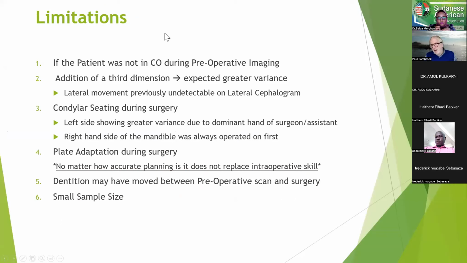So the limitations that we really came up with was that if the patient was not in centric occlusion, or the condyle was not seated during the preoperative imaging, then all of your movements were not going to be significant. They were going to have errors in them. So this was the addition of that third dimension, which gave us a greater variance, and that is the yaw of the jaws, the change of the position of the jaw, not in the lateral plane, not in the sagittal plane, but in the transverse plane.